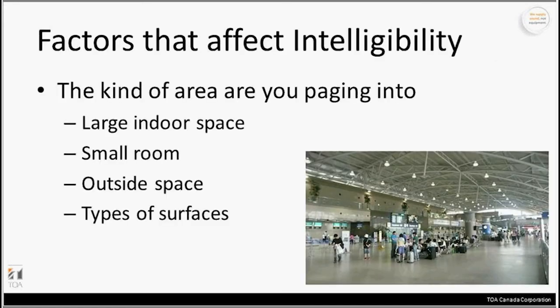Is the area that you're paging into a large reverberant space? The one pictured there, it's an airport terminal. Is this what the customer is asking you to put paging into? Or is it a small space, an office, that's not reverberant at all? It's carpeted and it's typical 10-foot, 12-foot ceilings. Would you be paging outside? Each situation presents certain challenges, so we'll be looking at that today.